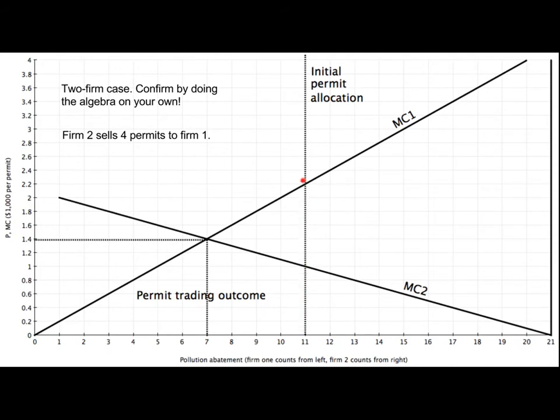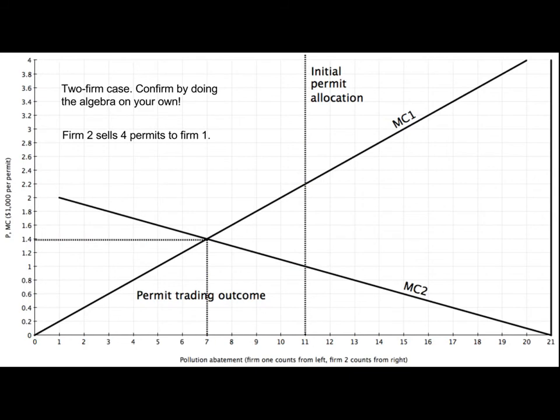The initial permit allocation is firm one has 9 and firm two has 10. So we start here. Firm one has to clean up 11 units of pollution, and firm two has to clean up 10. Well, we see that firm one's willingness to pay is 2,200. These units on the y-axis in this graph are in thousands. And firm two is willing to sell a permit for 1,000. So there's gains from trade. And indeed, we know that through trade, the two firms will get to this point where permits cost $1,400 each, and there's 4 sold. How do we know it's 4? We go from 11 to 7. The cleanup of firm one goes from 11 units to 7.